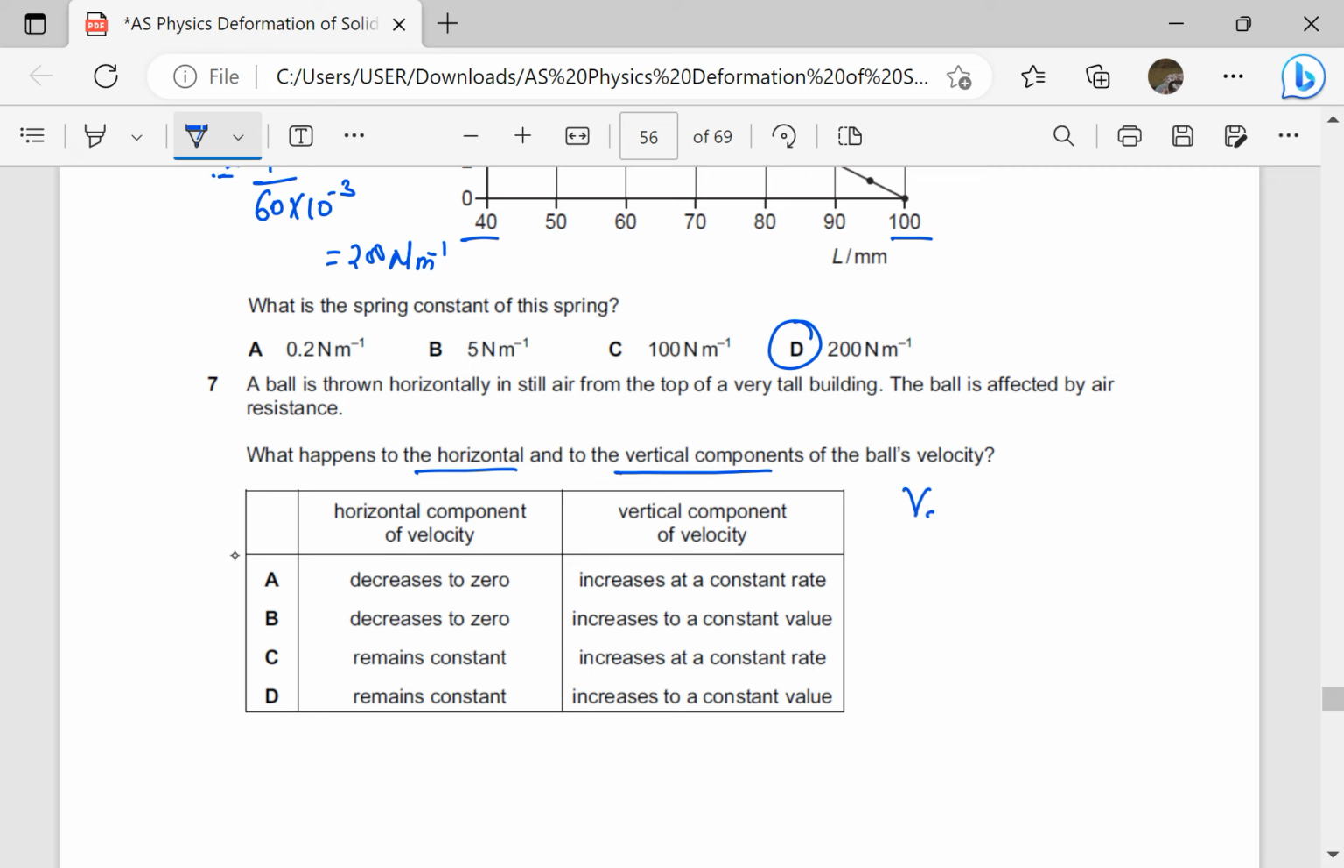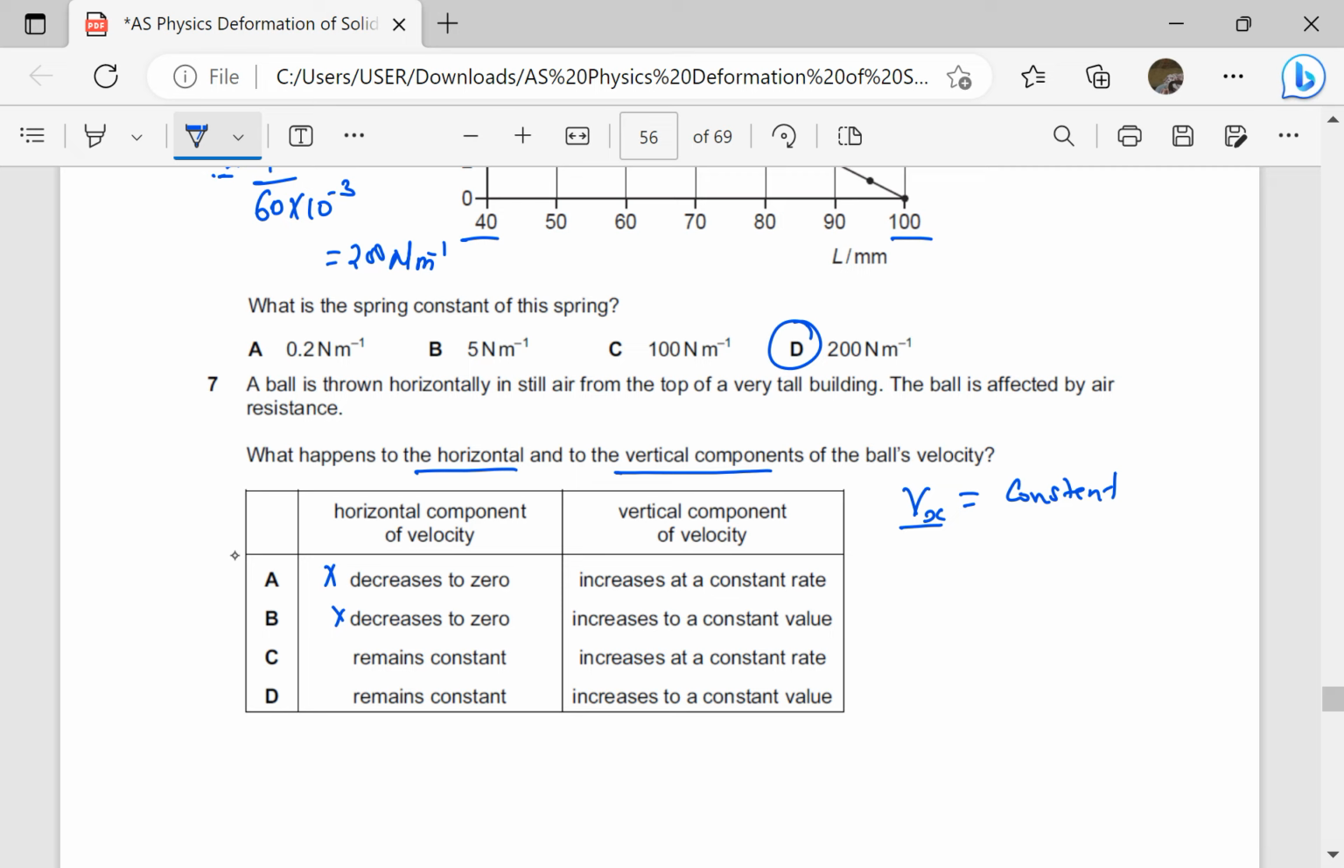Remember, the horizontal component of velocity, which I'm calling V in the X, is always constant because there is no resultant force in the horizontal. So the horizontal component should remain constant. So decreases, that is wrong. The horizontal component of velocity does not change.